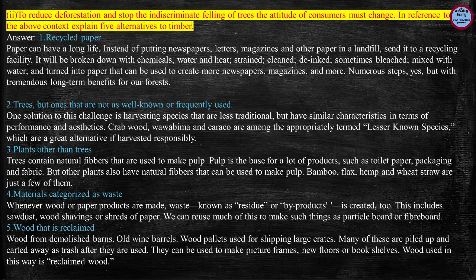And the fifth method is wood that is reclaimed. Wood from demolished barns, old wine barrels, wood pallets used for shipping large crates. Many of these are piled up and carted away as trash after they are used. They can be used to make a picture frame, new floors, or bookshelves. Wood used in this way is reclaimed wood.